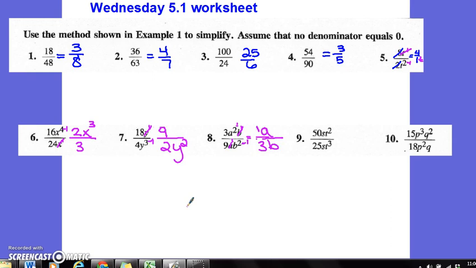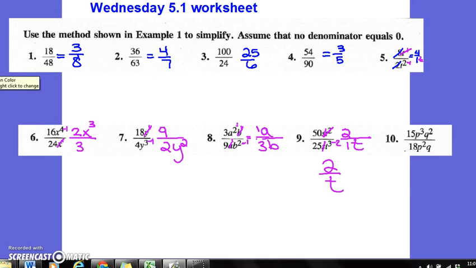For number 9, the 25 and the 50 reduce to a 2/1. The s's are the same, so they completely cancel out. Here the t's, the 2's come down, we'll subtract them off. You just get a t, could be written as 2/t. And then number 10, I'll do it below.